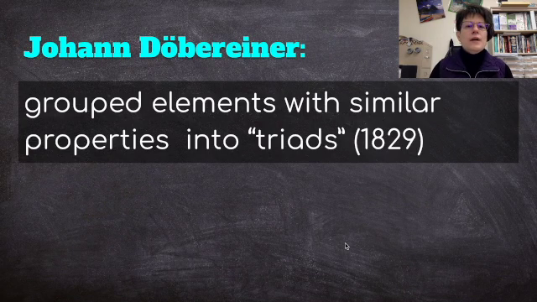Then Johann Dobereiner grouped elements with similar properties into triads in 1829. So he noticed that there were certain elements that had very similar properties. So this was the starting of grouping elements together. And again, he still had some compounds in there that he did not realize could be broken down further.